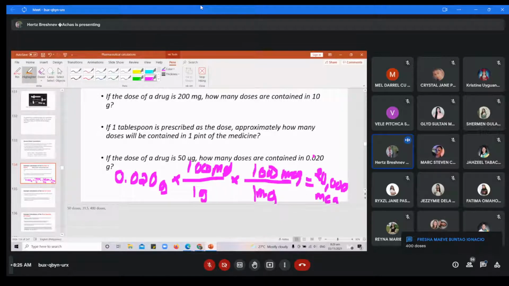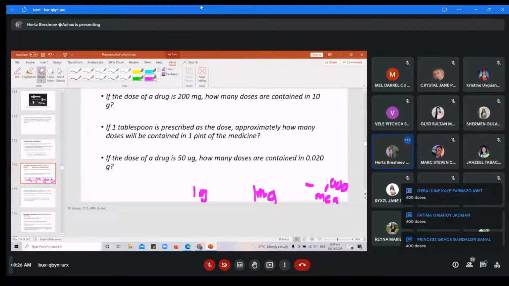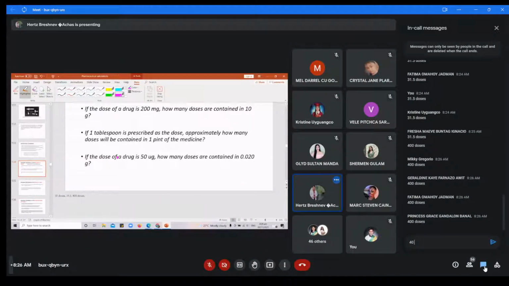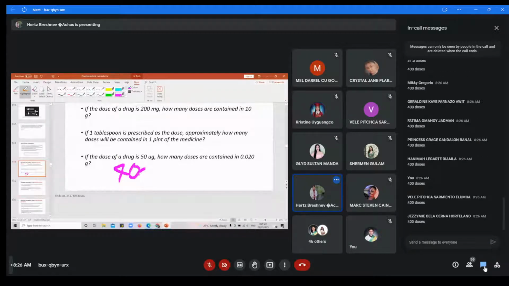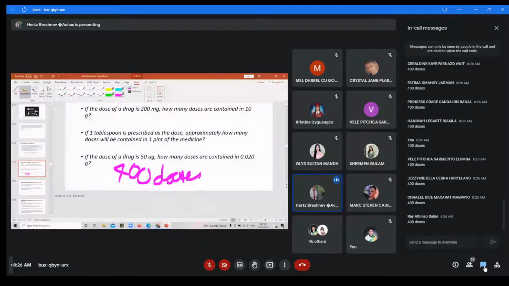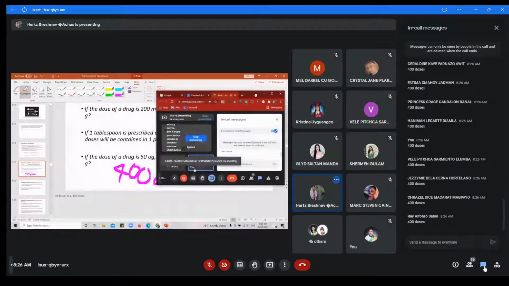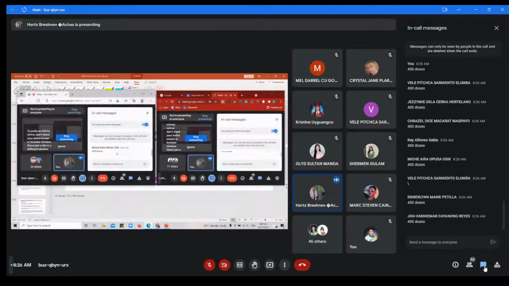And then simply divide it by 50. Okay, 20,000 divided by 50. The answer would be 400 doses. Okay, let me just see if the answer is correct. Very good. Continue your good work. So 400 doses. Very good.